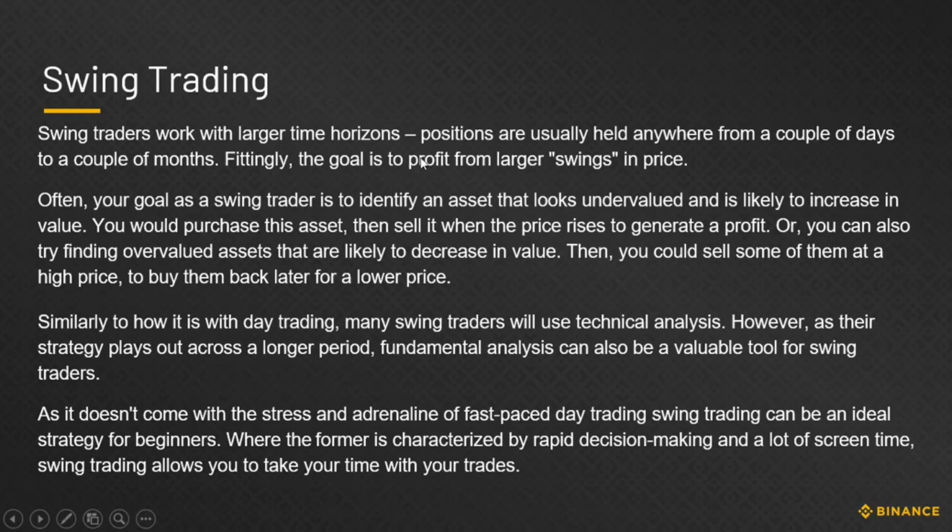Now, swing traders work with larger time horizons. Positions are usually held anywhere from a couple of days to a couple of months. Fittingly, the goal is to profit from larger swings in price. Often, your goal as a swing trader is to identify an asset that looks undervalued and is likely to increase in value. You would purchase this asset, then sell it when the price rises to generate a profit. Or you can also try finding overvalued assets that are likely to decrease in value. Then you could sell some of them at a high price to buy them back later for a lower price.